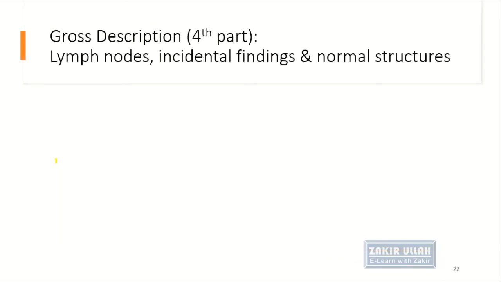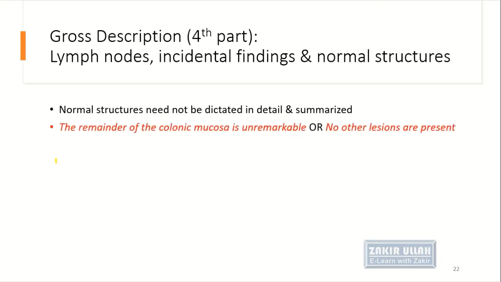The fourth part of the gross description is where we describe any lymph node, any incidental finding or any normal structures that were present. The normal structures do not need any detailed dictation; they are only summarized in a short sentence. For example, the remainder of the colonic mucosa is unremarkable, or there are no other pathological lesions present.